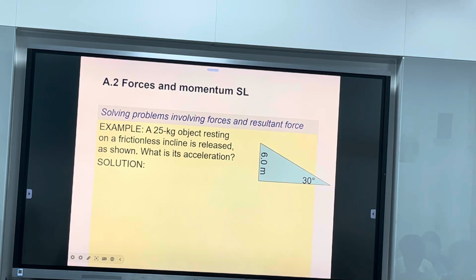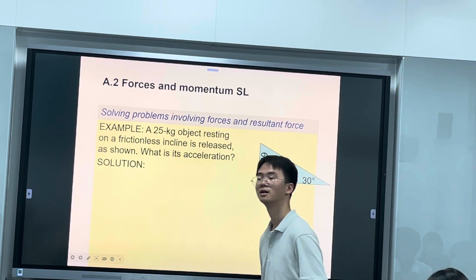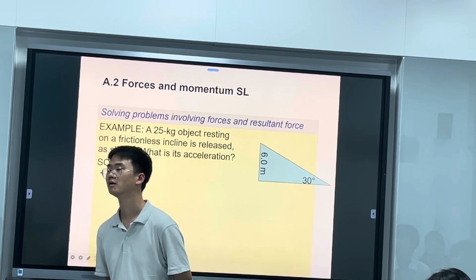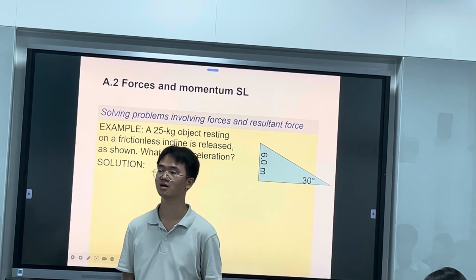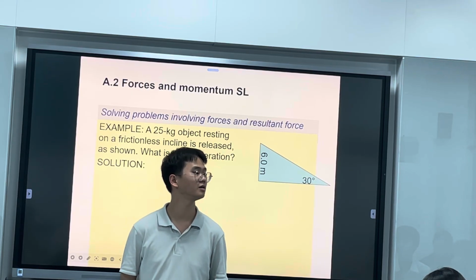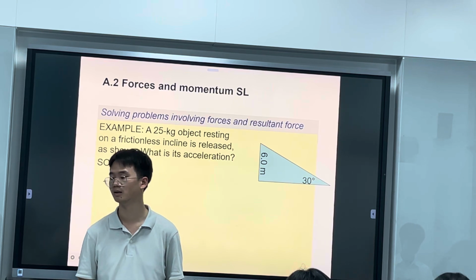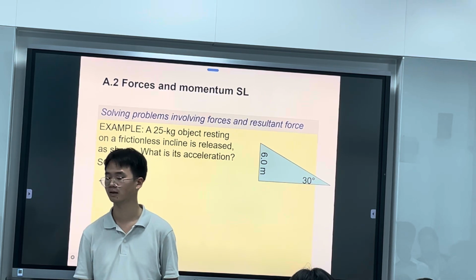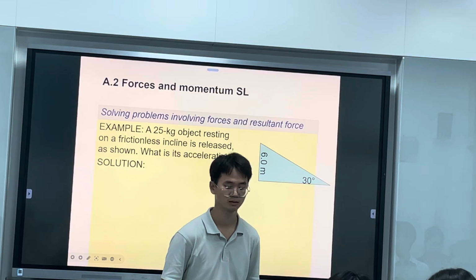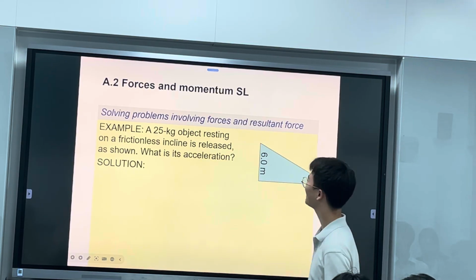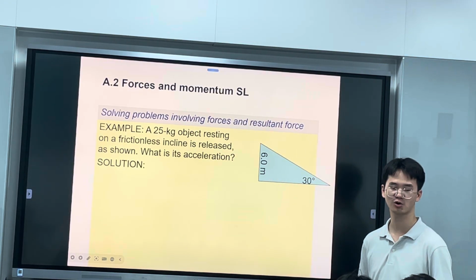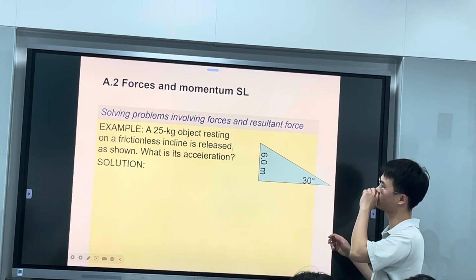We're done? Or are you guys confused? Do we need to explain, or can anybody share the answers? 4.95. Everybody got the same answer? 4.95? 4.9? 4.9. Okay. Well, if you're not sure or you're confused, let's look at it together.